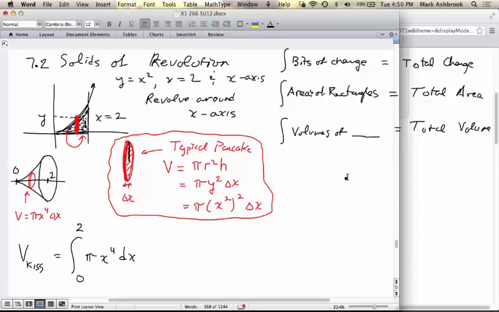Okay, so let's do a variation on this problem. See something else here. Can I erase? So the first possible volume would be volumes of pancakes.